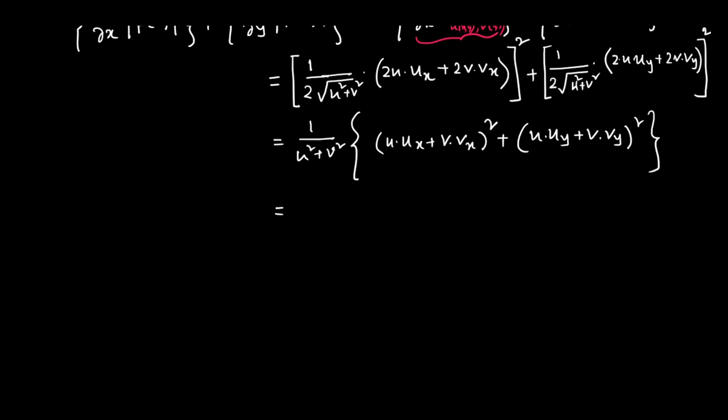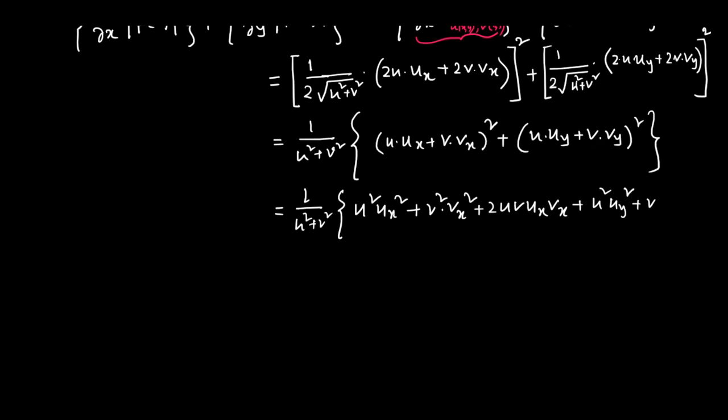I'll be getting 1 divided by u square plus v square. It will be a lengthy expression. Look at the terms carefully, so that I don't make any mistake. So it will be u square into ux square plus v square into vx square plus 2uv ux vx plus u square uy square plus v square vy square plus 2uv uy vy.